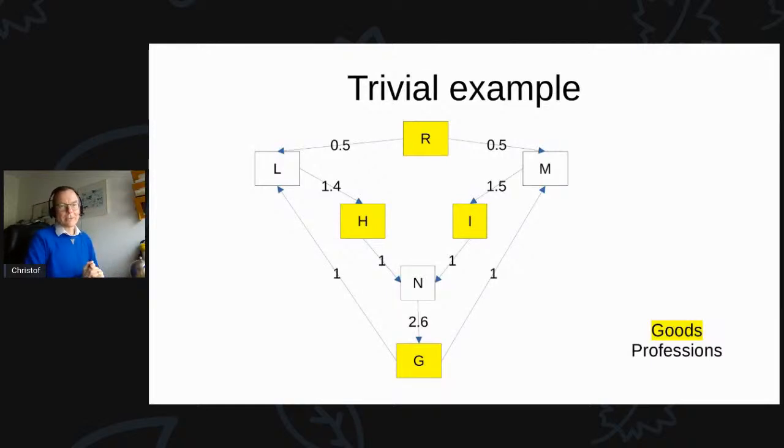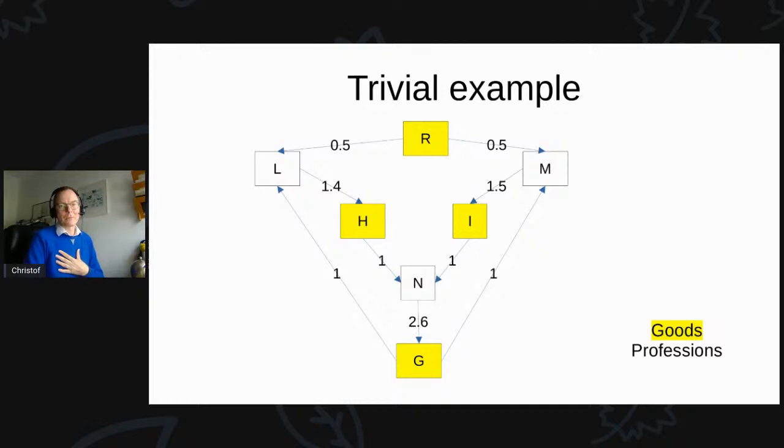There are raw materials, which are resources. This is the R. The yellow boxes are goods, which get consumed or produced. And there are professions. L, M, and N are the professions, and G, H, and I are the goods, and R is the raw materials, which enter the cycle. And there is some ratio to it.